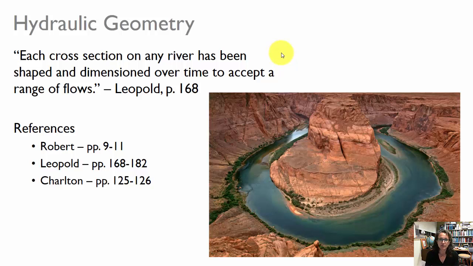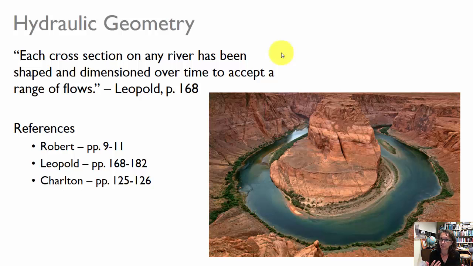All right, so continuing with Chapter 8, our geomorphic units and channel form, our next topic is looking at hydraulic geometry, which is a way to look at the relationships between the driving variables of flow and sediment, so water flow and sediment flow, and the resulting channel geometry. So each cross-section has been shaped and dimensioned over time to accept that range of flows, and there's been a lot of work looking at those relationships.